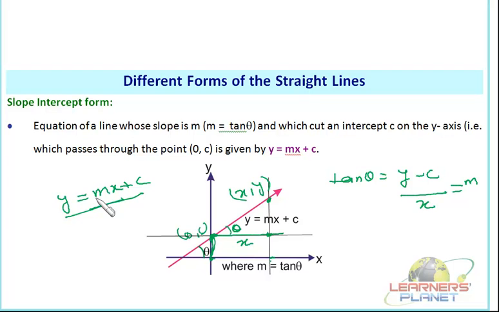Why do we call it the slope intercept form? Because we have slope over here and we have intercept over here. So if we know the slope of the line and its intercept on the y-axis, we can make the equation of the line. Only two unknown things are there, m and c. So if you know m, if you know c, you can make this equation of line. So that is slope intercept form, and that's really important.